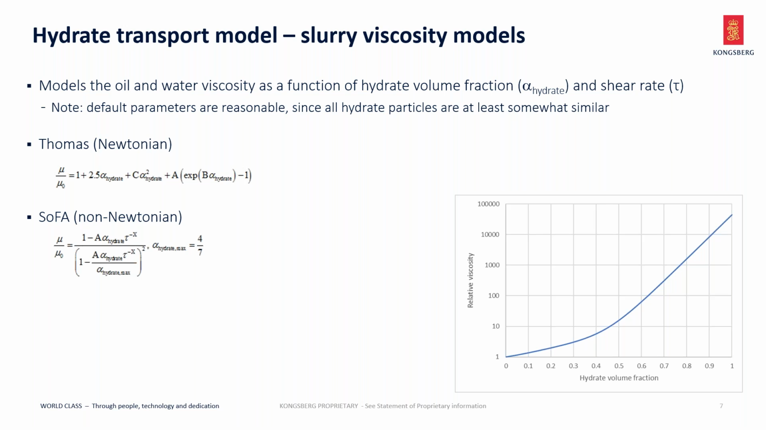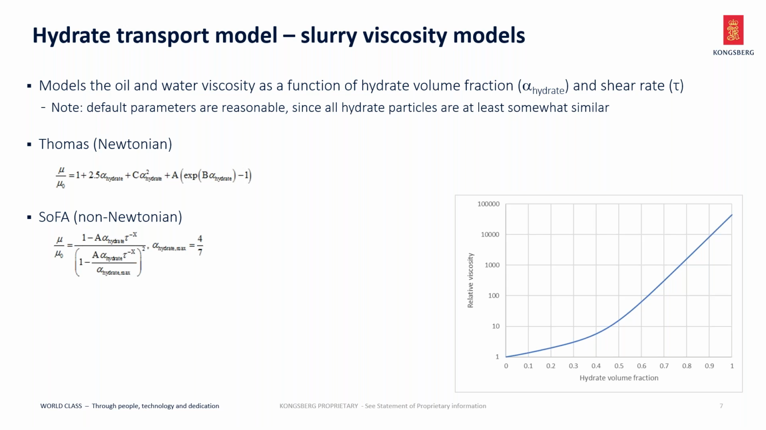When we have formed hydrate particles in either the oil or water phase, then we need to do something with the liquid viscosity, because that will increase due to the presence of these particles. And for that we have some slurry viscosity models. The default one is the Thomas model, which is a Newtonian model, so it's not dependent on the shear rate. This model only depends on the volume fraction of hydrate particles, and you can see in the plot to the right what this does to the relative viscosity of the liquid.